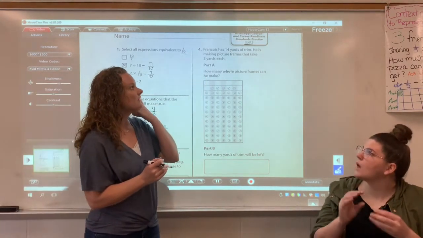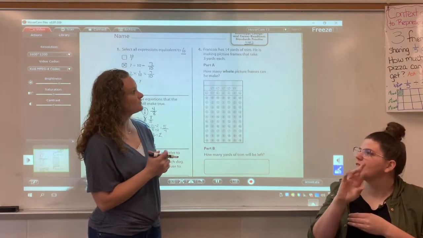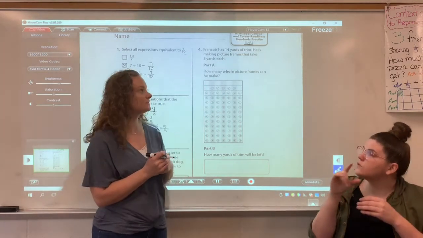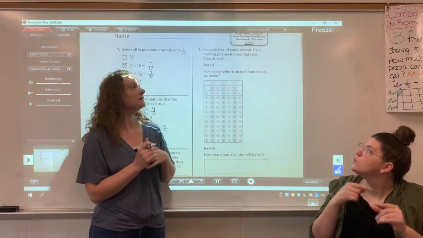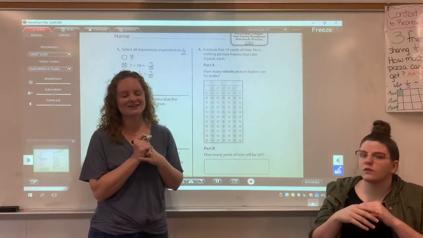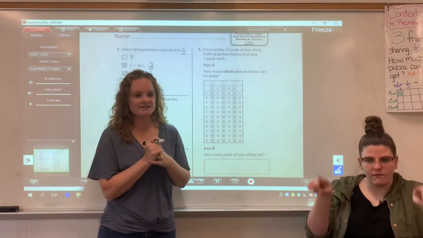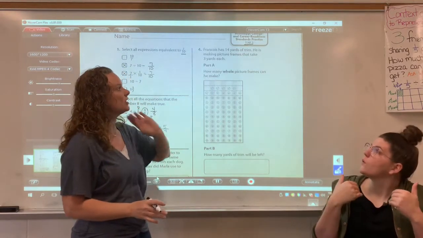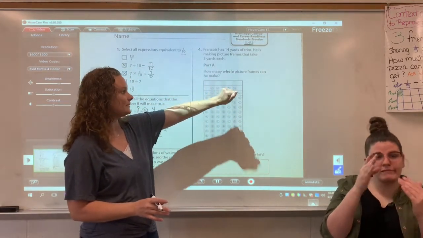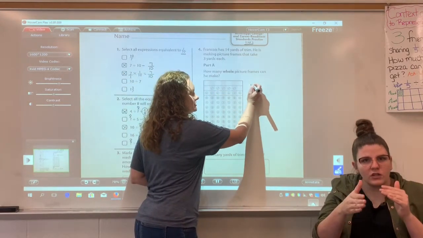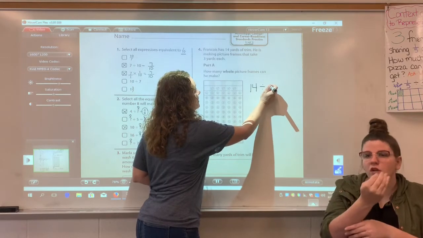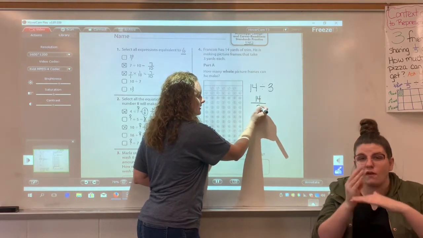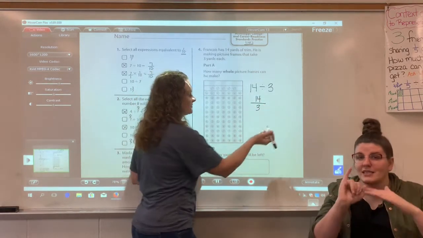Over here to number 4, Francis has 14 yards of trim. He is making picture frames that take 3 yards each. We've done multiple problems like this. You have your 14 yards and you need to section it off into 3 yards each. So we want to know how many whole picture frames he can make. So we would take our 14 yards and divide it by 3, which if you write that as a fraction, is 14 divided by 3, an improper fraction, so we house divide.